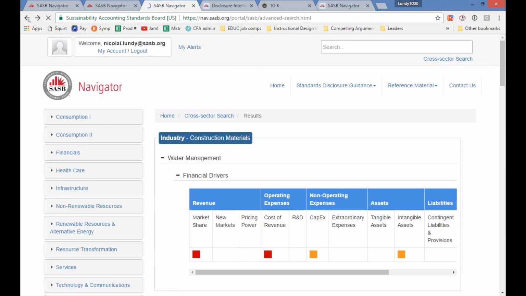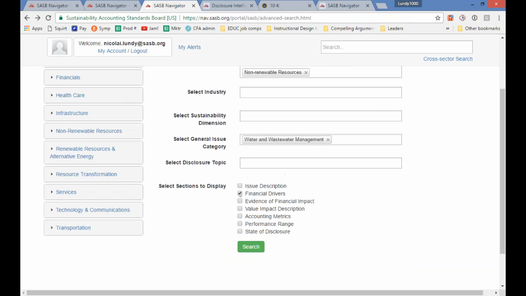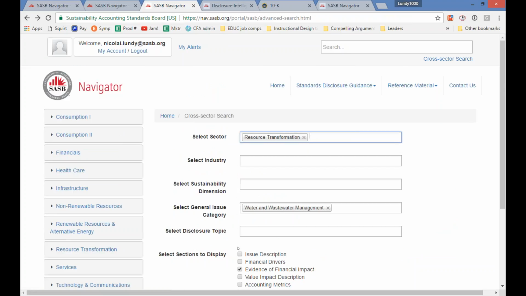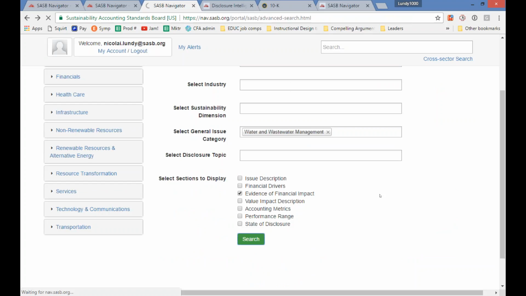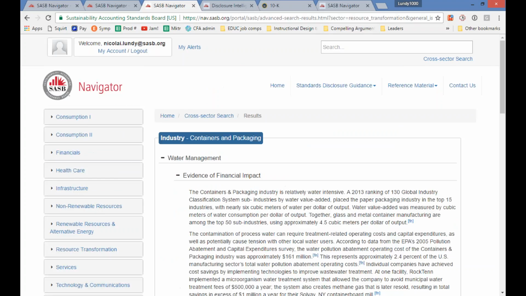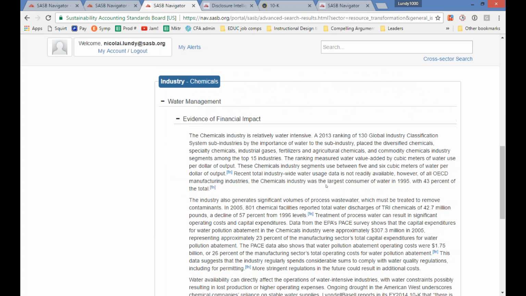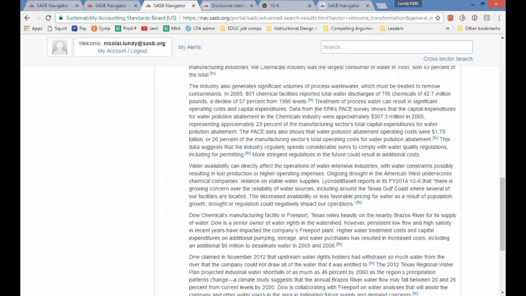But let's say you are not as concerned about financial drivers, you just want to see the aggregated evidence of financial impact, and you only care about one particular sector or one particular industry. You just want to see how water manifests across the entire profile. So you can get all of that evidence in one place. Again, you still have the functionality of being able to access the source links.